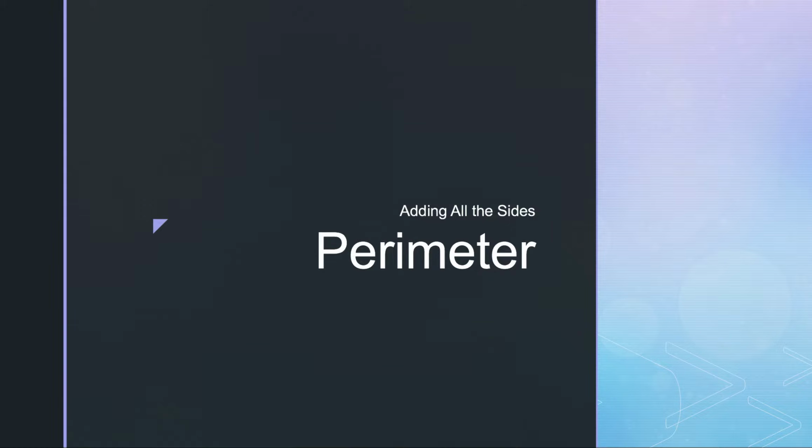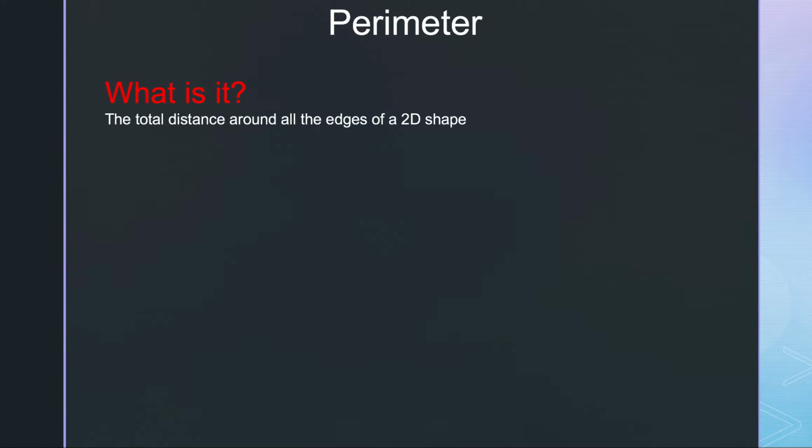Perimeter, adding all the sides. What is it? The total distance around all the edges of a 2D shape.